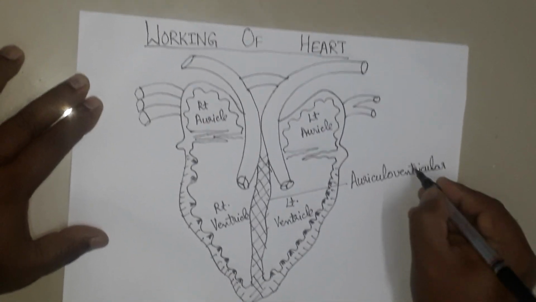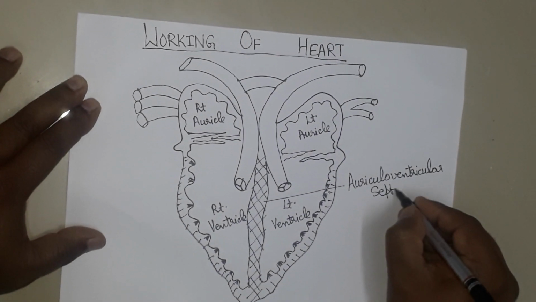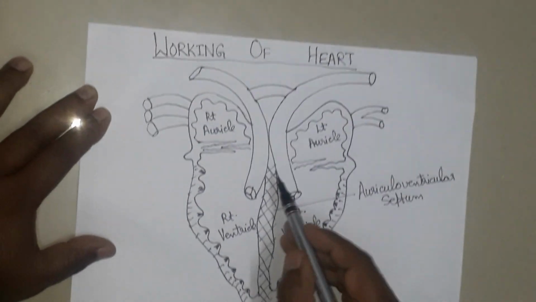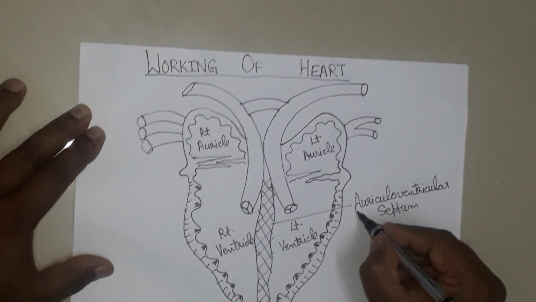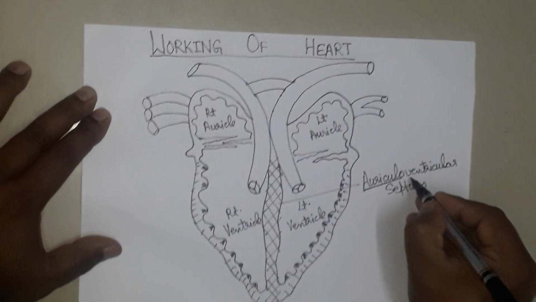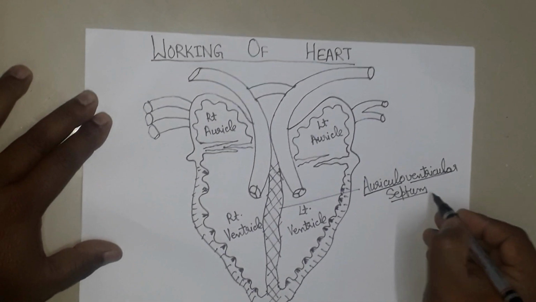auriculoventricular septum. Septum means wall, as it is starting from the auricles and ending in the ventricles. That is why the name auriculoventricular septum is given. Septum means wall.